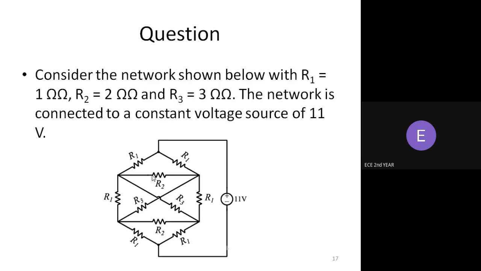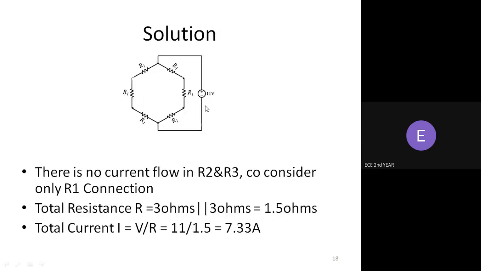Okay, so there is no current flow on these R2 and R3 resistances, because opposite currents cancel each other. So there is no current flow on R2 and R3 resistances. So we can eliminate these resistances and our network will be like this.